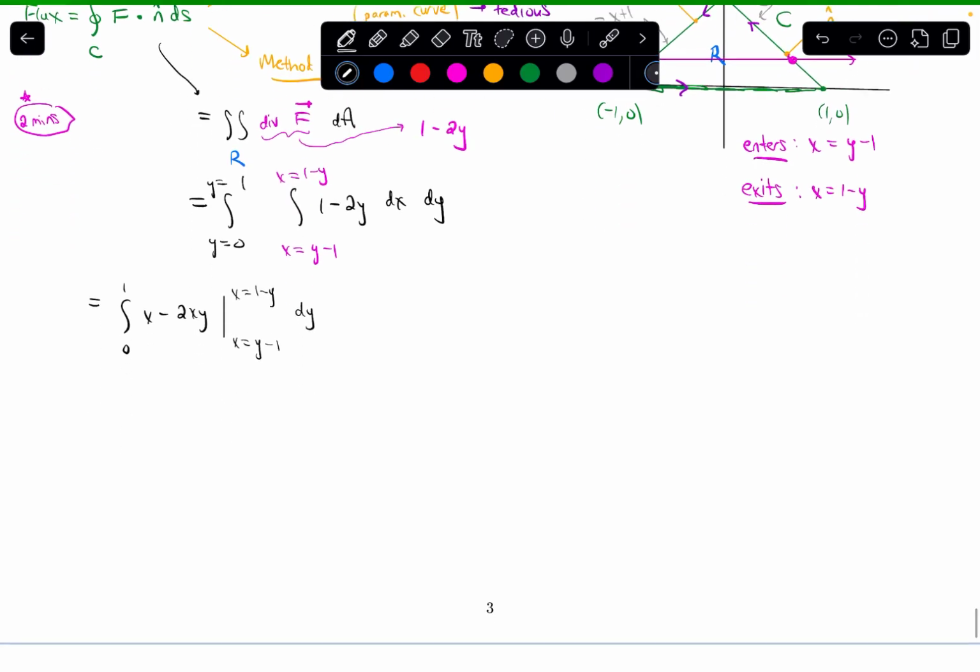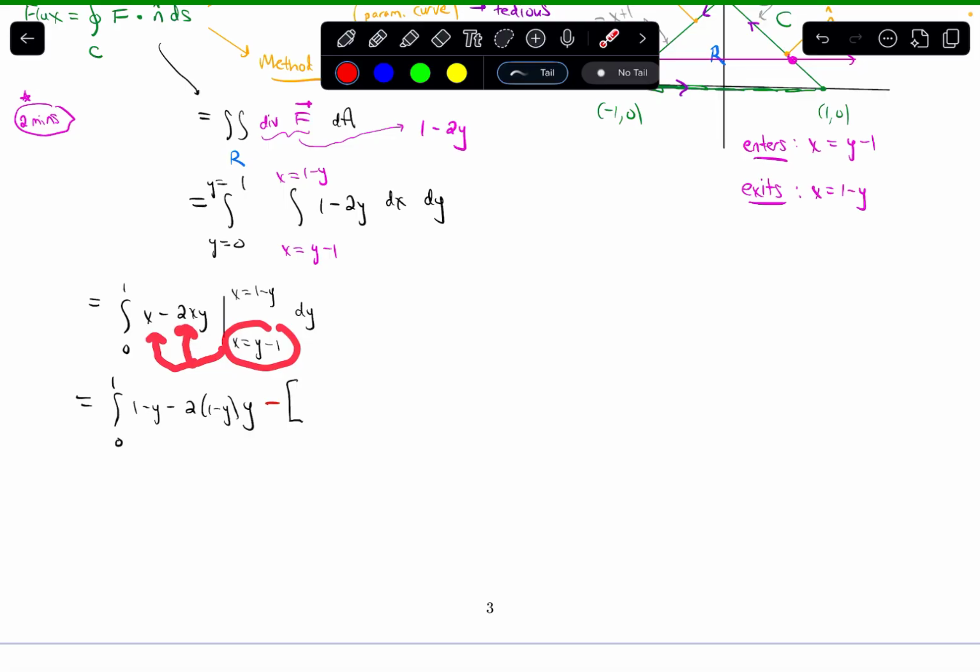Okay, now let's plug in. So I get the integral from 0 to 1. First I plug in 1 minus y anywhere I see an x. So when I do that, I'll get 1 minus y, and then minus 2 times 1 minus y times y. Okay, and then I got to subtract, big old bracket. Now I plug in y minus 1 anywhere I see an x. So if I do that, I'll get y minus 1 minus 2 times y minus 1 times that other y that we have there. Whew. All right, dy.